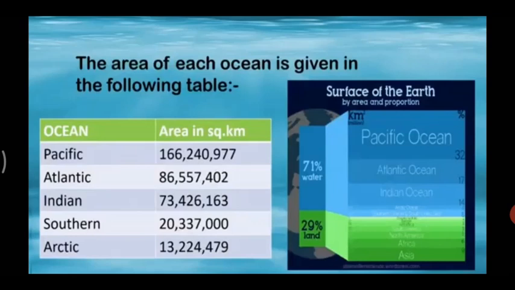26,163 square kilometers. The next one is the area in square kilometer of Southern Ocean is 2 crore 3 lakh 37,000, and the last one is the area in square kilometer of Arctic Ocean is 1 crore 32 lakh 24,479. So this is the area of all these oceans.